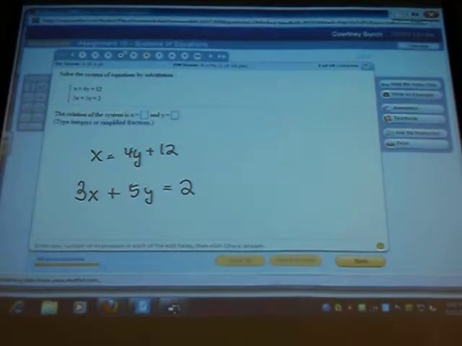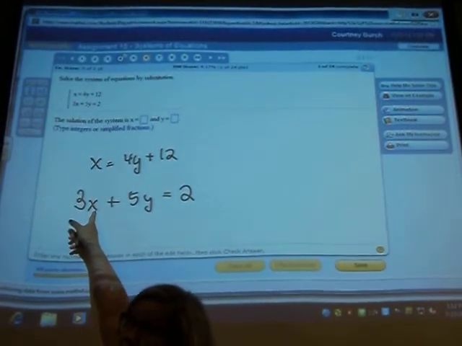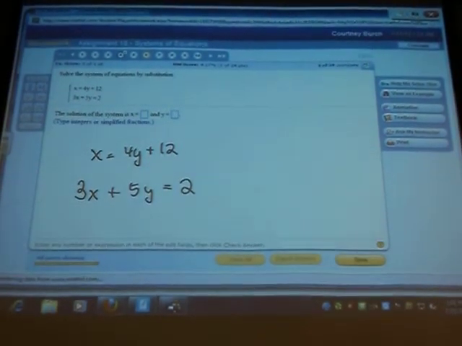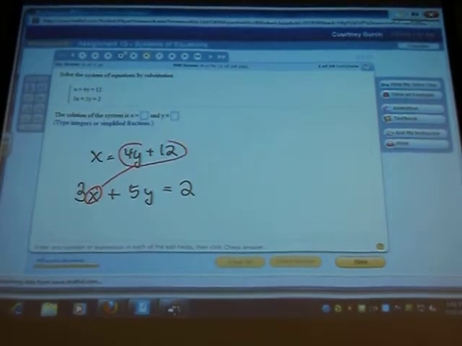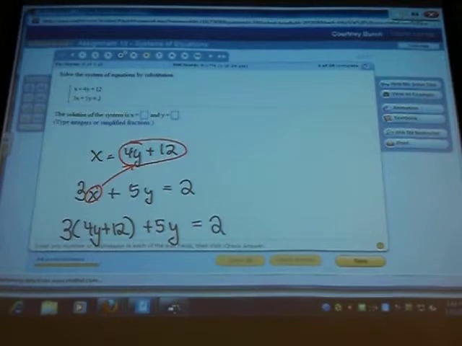Now, if they tell me that x is equal to this stuff, then I want to replace my x in my other equation with what x is equal to. That makes sense. So I know x is equal to 4y plus 12, and I want to replace x with 4y plus 12. So instead of 3x, I have 3 times (4y plus 12), and then plus 5y equals 2.